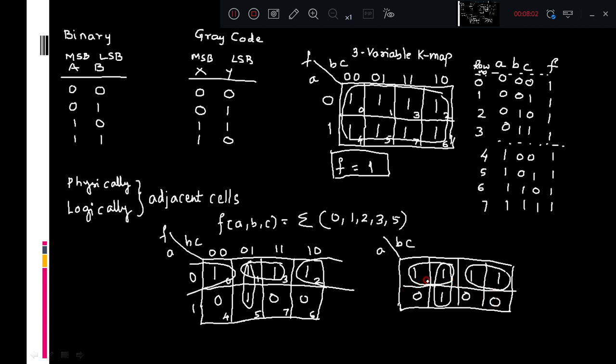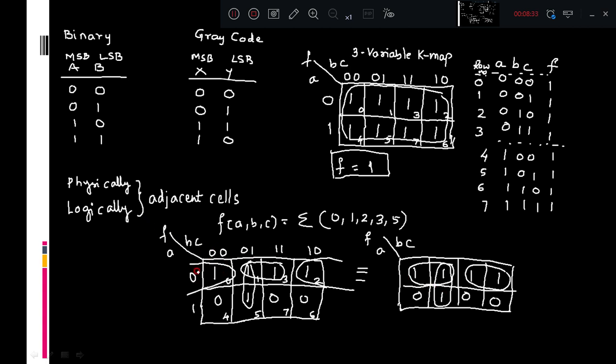The main concept here is the same function 0 1 2 3 5 can be grouped in two different or multiple different ways, and each time it results in a different solution, and those solutions are equivalent. These solutions are equivalent, the final equations that we have got. So here we have understood physically adjacent means we can observe directly, either horizontally or vertically, they are adjacent.